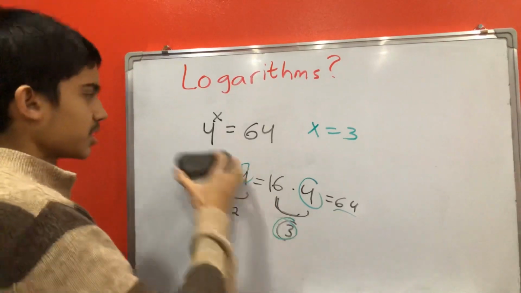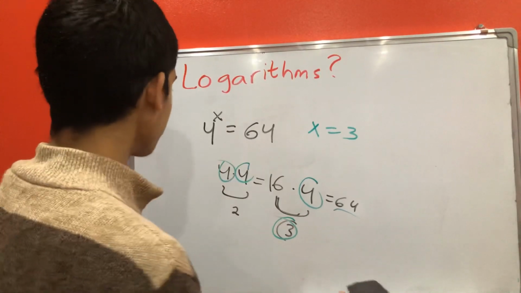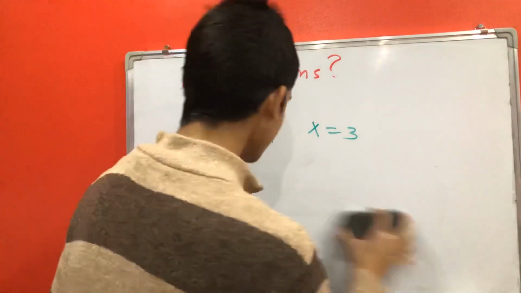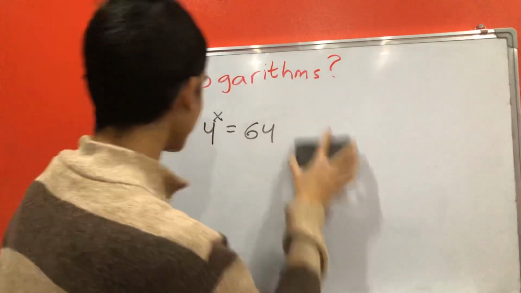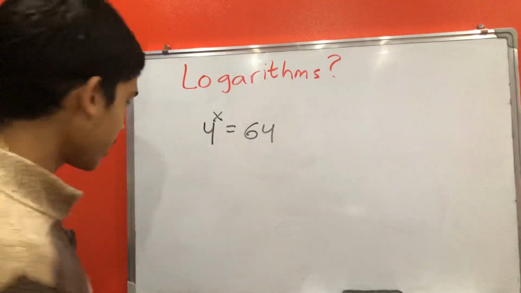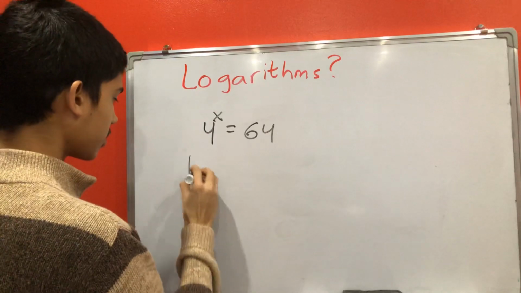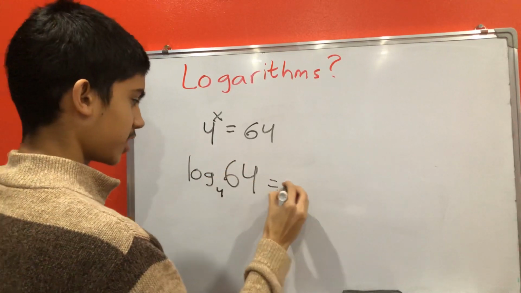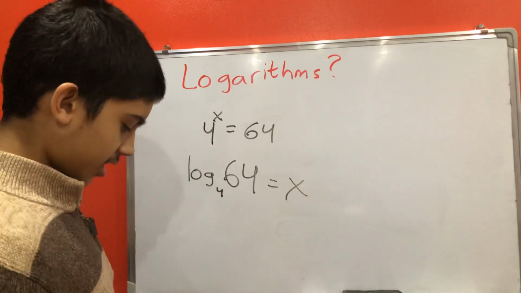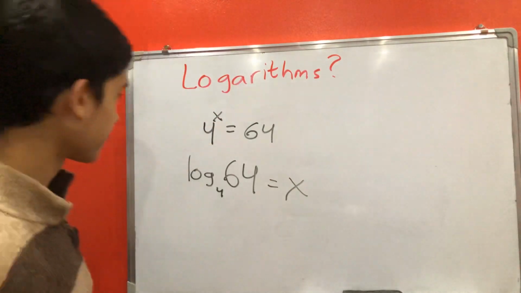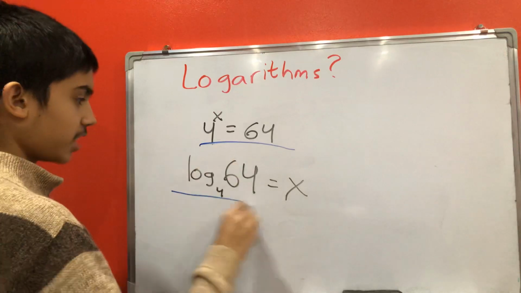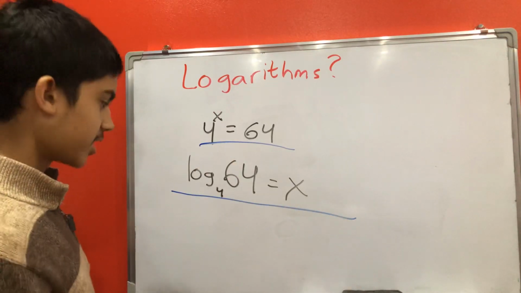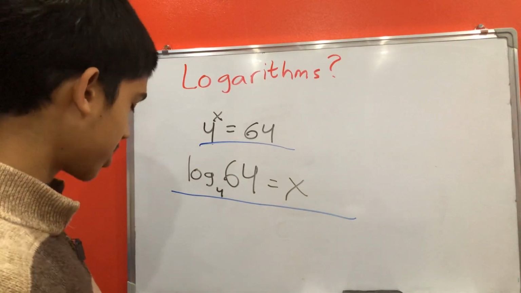But this maybe is not a nice way to write it. So instead of writing it like this, they wrote it like this: log base 4 of 64 equals x. This and this are literally the same thing. They're asking the same exact question.